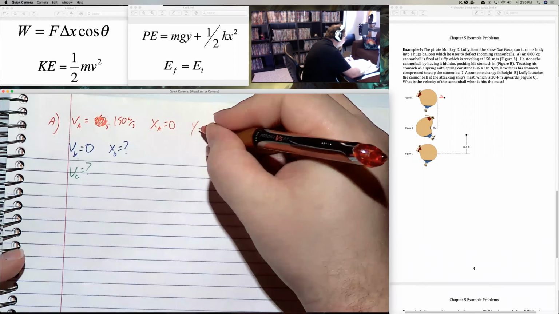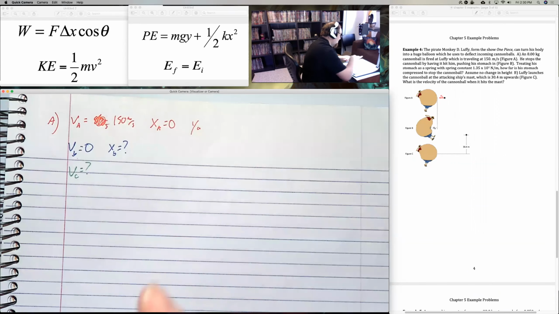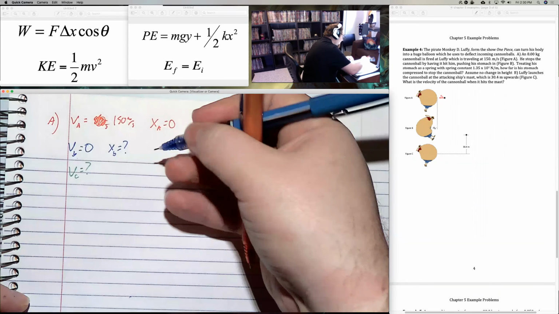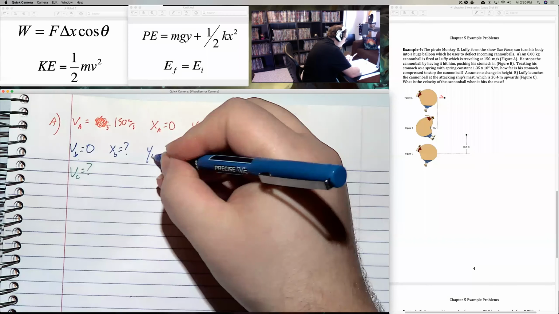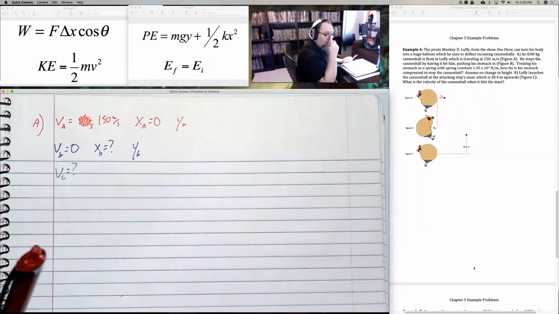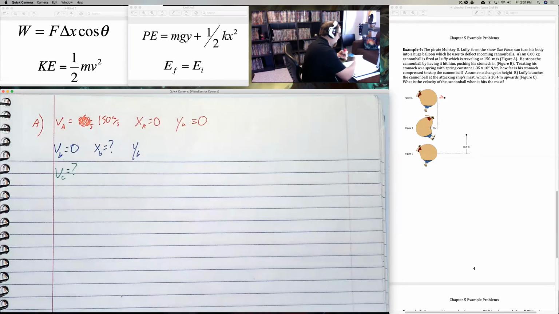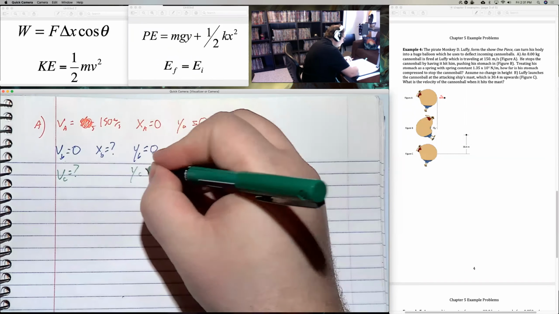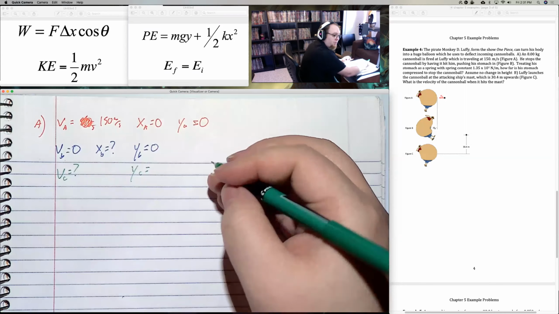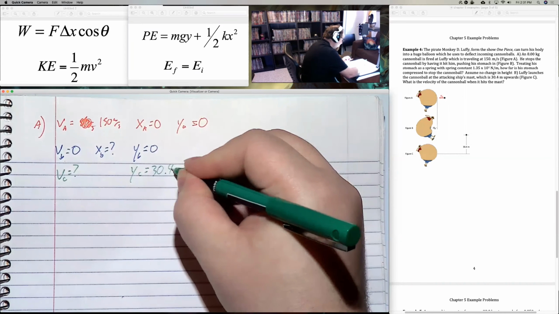Where I say initially in A and in B, I'm at the same height. I know that because it says assume no change in height. So I'm just going to make that my 0 point. In C, I've gone upwards 30.4 meters.